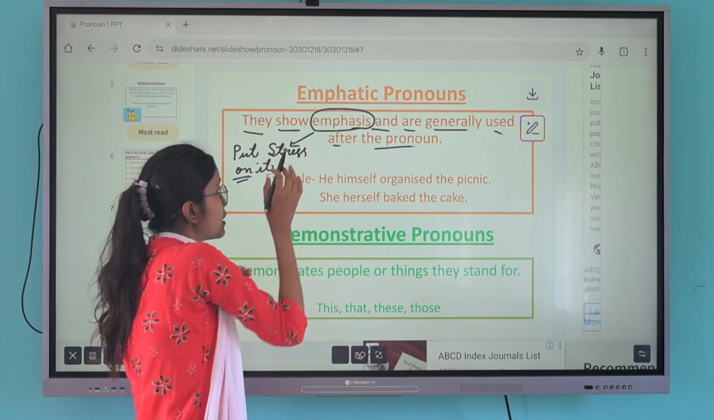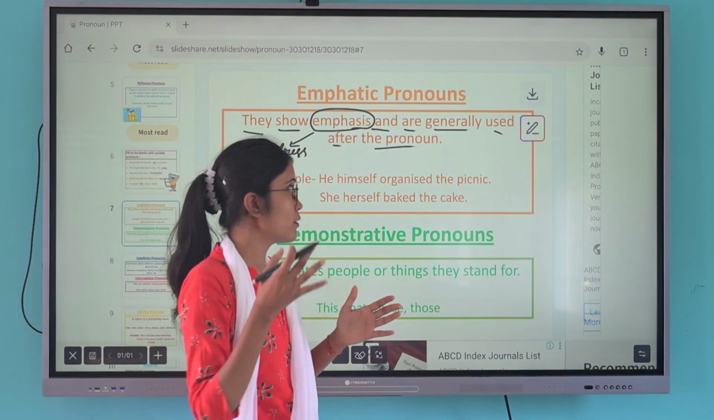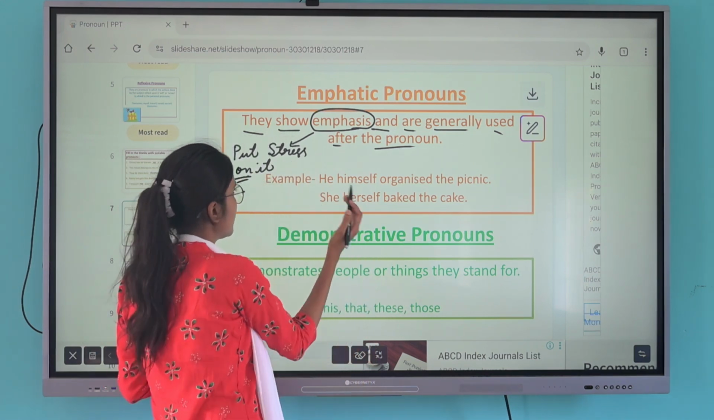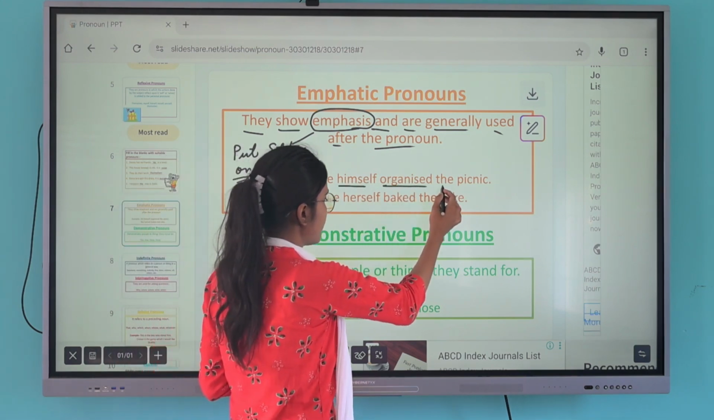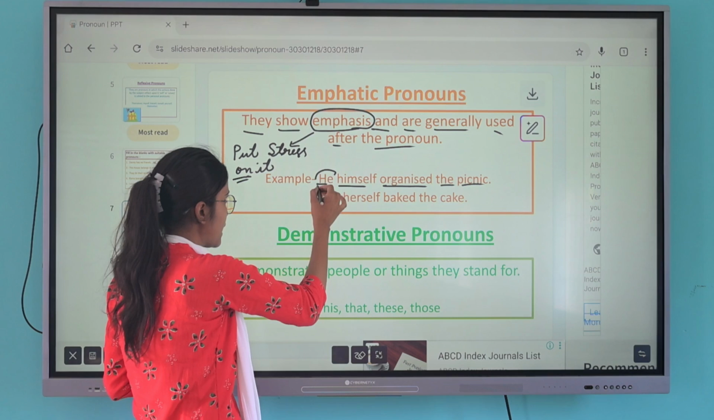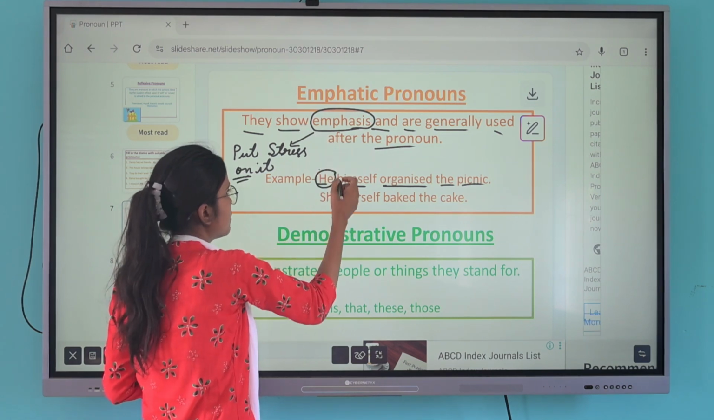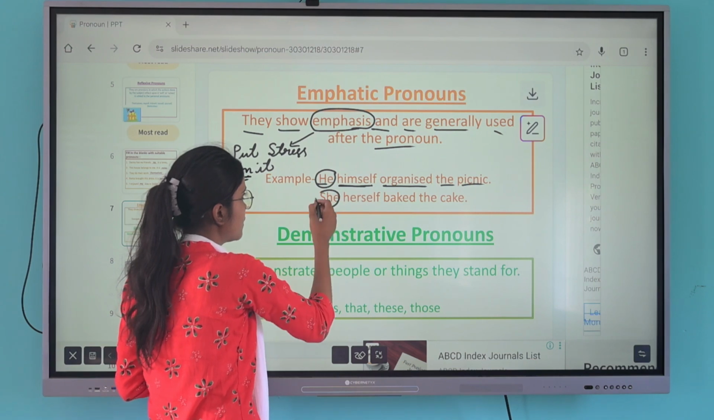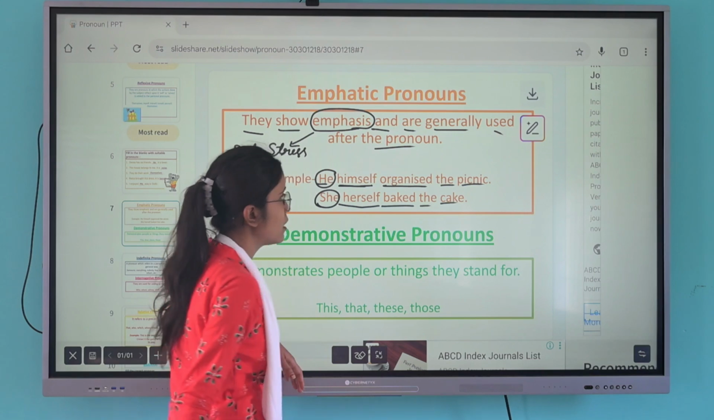Emphasis means it puts stress on the subject. So how? Let's see an example and clear the concept. He himself organized the picnic. So he is for the boys. He represents the boys, so we will use himself, and she for herself. She herself baked the cake.